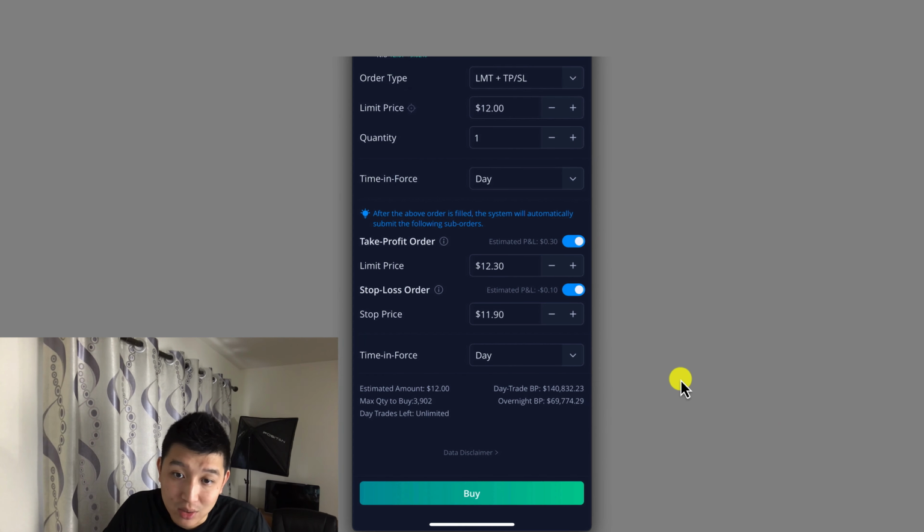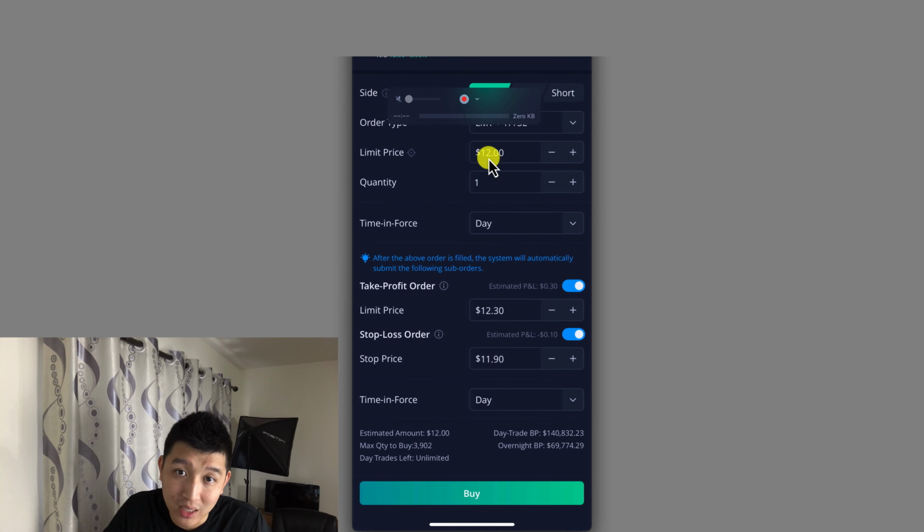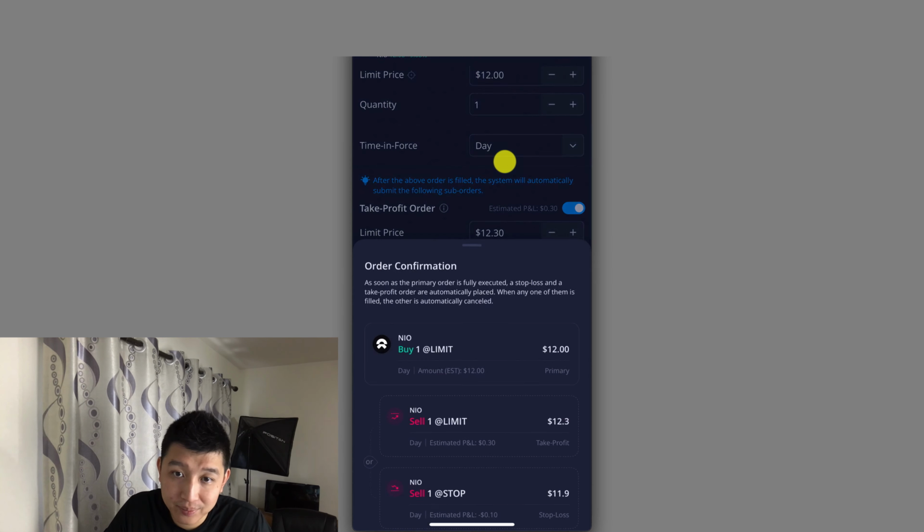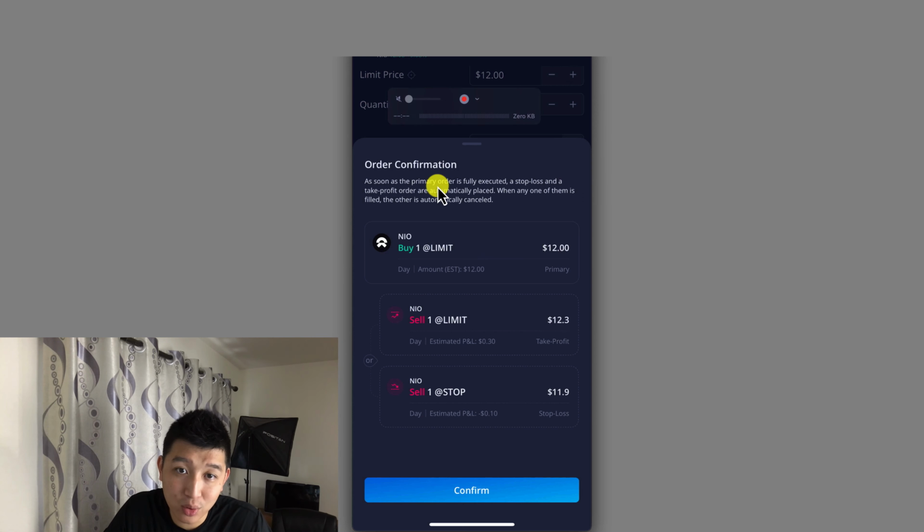Time in force is going to be day, and this is good till canceled. You could put good till canceled, and if it doesn't get hit at $12, it's just going to keep running until the next day. So I'm going to hit buy, and then this order confirmation will pull up.